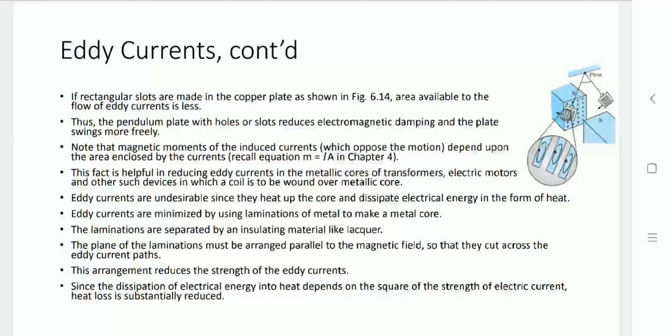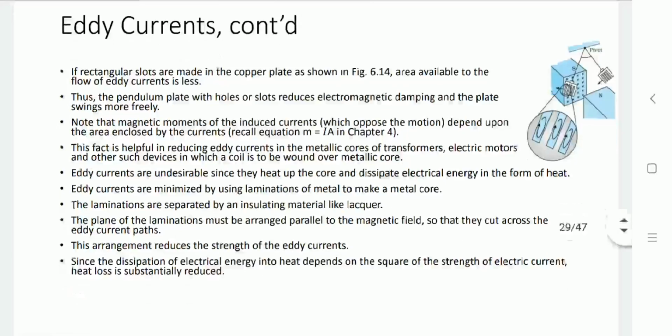Whatever slot arrangement we provide can reduce the eddy current, and so reduce the heat dissipation. Or we provide laminations. This fundamental is utilized for transformers and electric motors. The dissipation of electrical energy into heat depends on the square of the strength of the electric current, so heat loss can be reduced.